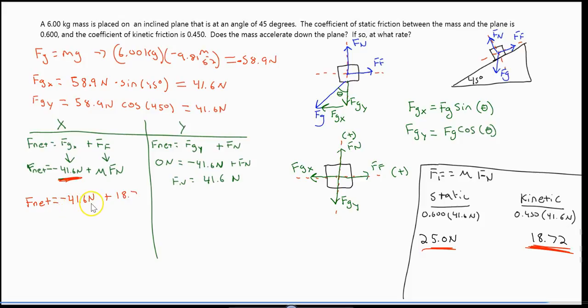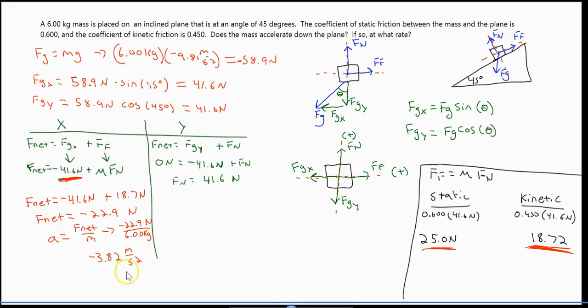So I have negative 41.6 newtons, meaning 41.6 newtons down the plane, plus 18.7 newtons up the plane, that's the friction. I find my net force. I find a net force of negative 22.9 newtons, in other words, still down the plane. Finally, to find the acceleration, I just need to divide my net force by my mass. So negative 22.9 newtons divided by 6.00 kilograms, and I find an acceleration of, drumroll, negative 3.82 meters per second squared.